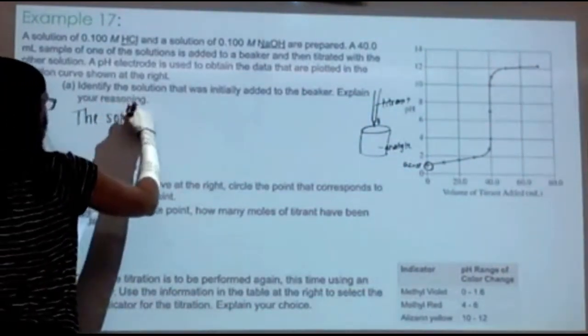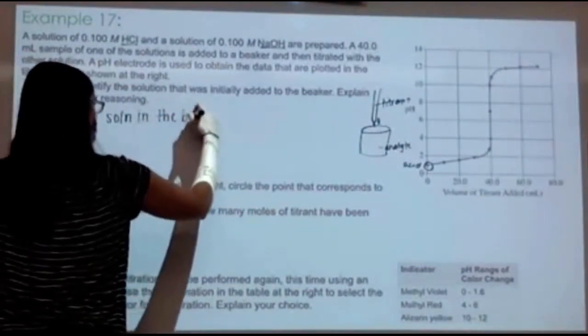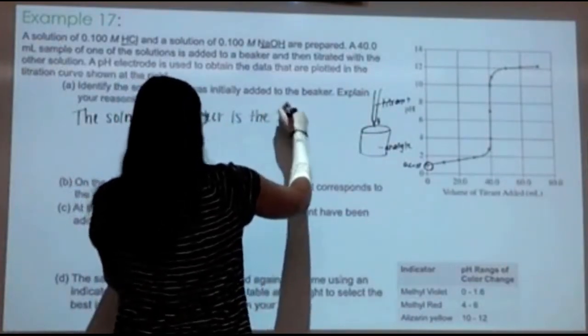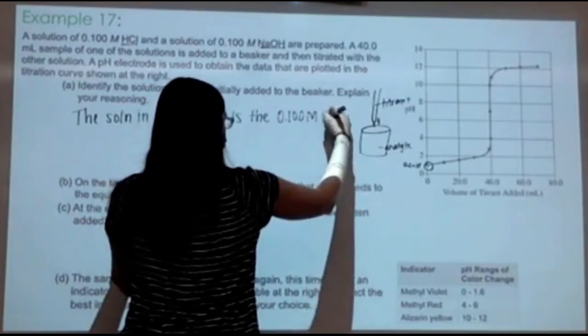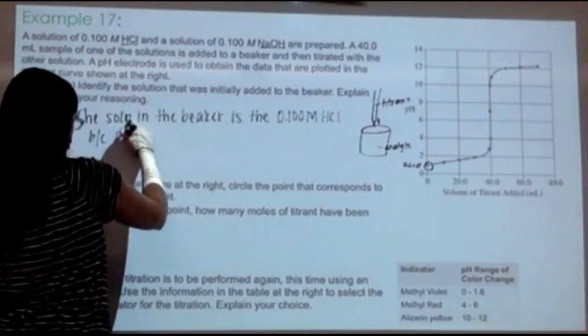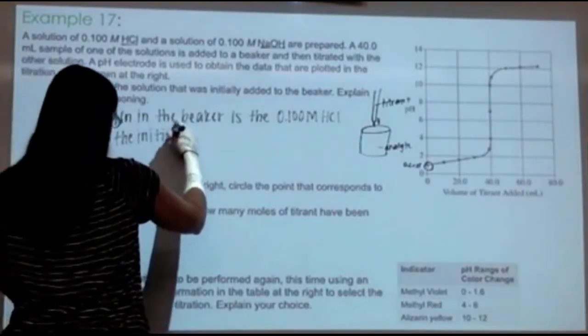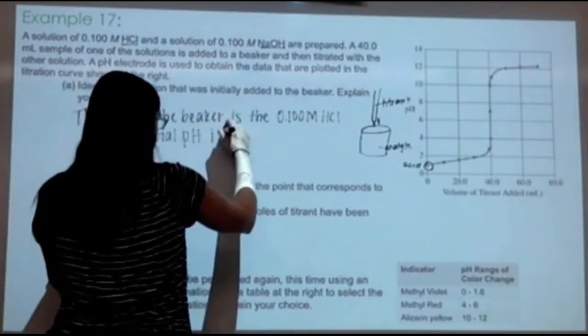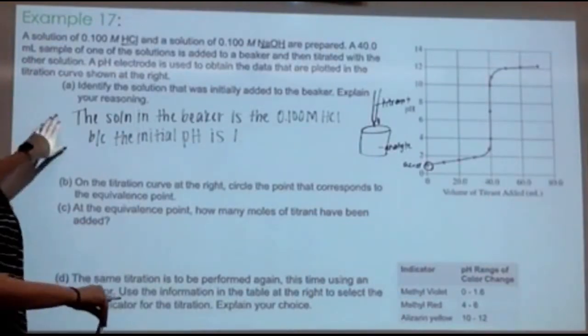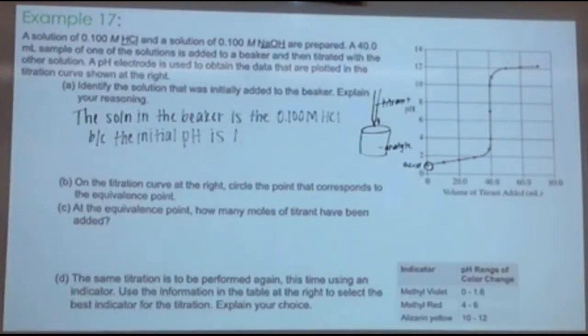So we'll say the solution in the beaker, 0.100 molar HCl, because the initial pH is 1. So it wanted us to identify and explain. So we identified by saying the solution was the HCl, and we explained by saying the initial pH is 1. Low pH means we're starting with an acid.